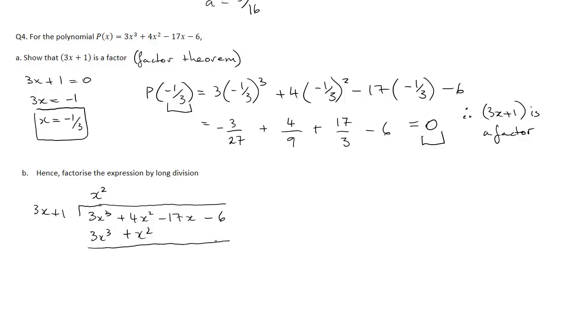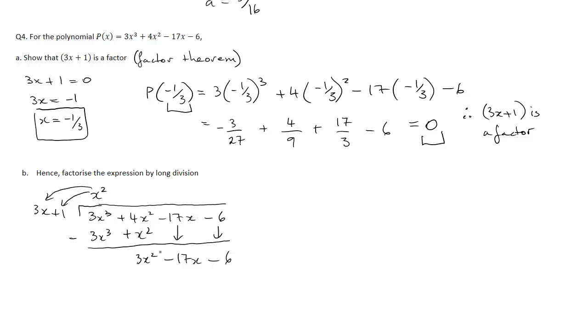Whenever you multiply this term up here by each of those terms, you've finished that very first line. You subtract the terms from one another. 3x cubed minus 3x cubed just cancels, and 4 take away 1 becomes 3x squared. Then we drop each of these values down in the next line.